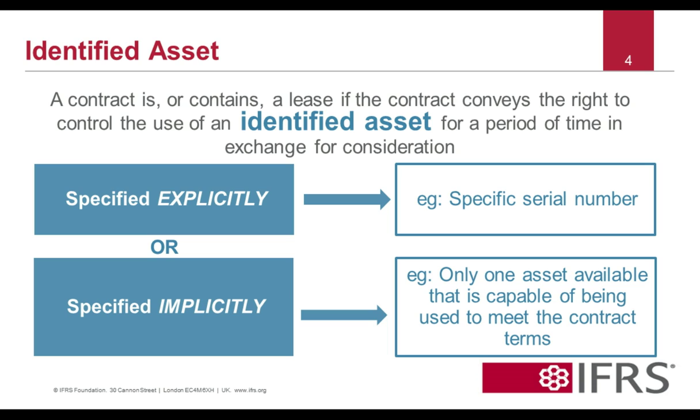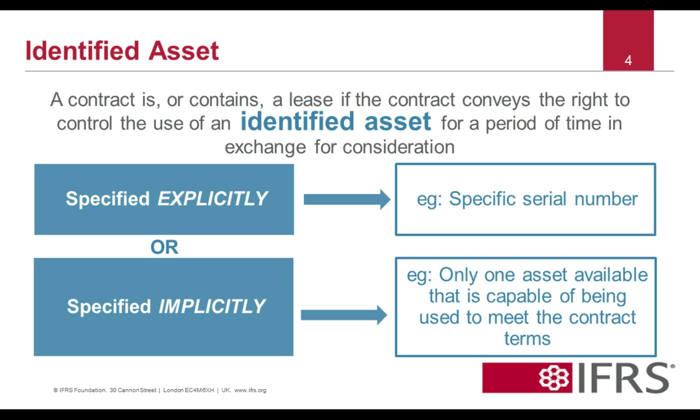Secondly, though, an asset can also be implicitly specified. There are different ways of an asset being implicitly specified, but an example would be if the supplier only has one asset that is capable of being used to meet the terms of the contract. If that were the case, whilst the asset might not be explicitly specified, there wouldn't be a question about what the underlying asset in the contract is. Therefore, it is considered to be implicitly specified for the purpose of assessing whether a lease exists.